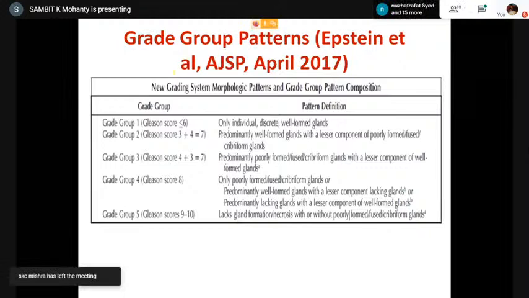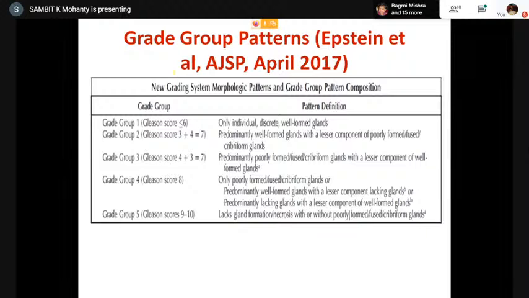4 plus 3 is predominantly poorly formed, fused, or cribriform glands with a lesser component of well-formed glands. When you say Gleason grade group 4, which is score 8, 8 can be 3 plus 5, 4 plus 4, or 5 plus 3. So it is poorly formed, fused, cribriform glands, or predominantly well-formed glands with a lesser component lacking glands, that is solid areas. So either 3 plus 5, where solid is definitely no gland, 3 is all gland, and 4 is fusing.